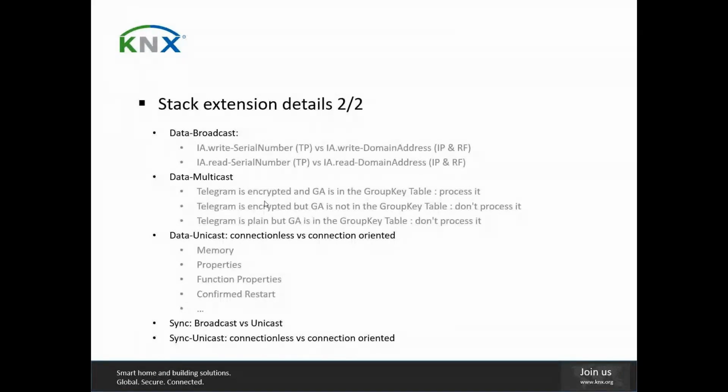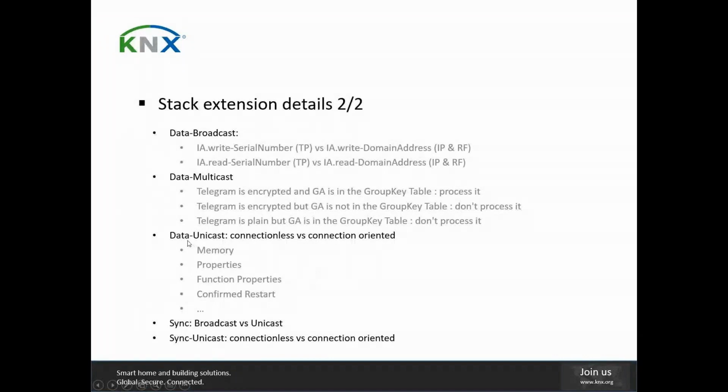Another example is if the telegram is not encrypted, so it's just plain. But strangely enough, the group address that was in that plain telegram is in the group key table. This is also not a good sign. So then this should not be processed either. So these are some corner cases, as we call them, that you definitely also need to take into account.